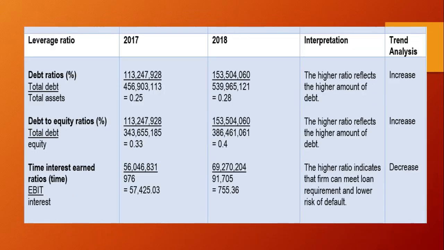In leverage ratios, there is an increase in debt ratio and debt to equity ratio, but a decrease in times interest earned ratio. It means the company still has higher ratios reflecting a high amount of debt to finance assets and capital structure, but it has a higher risk of default and the firm cannot meet the loan requirement.